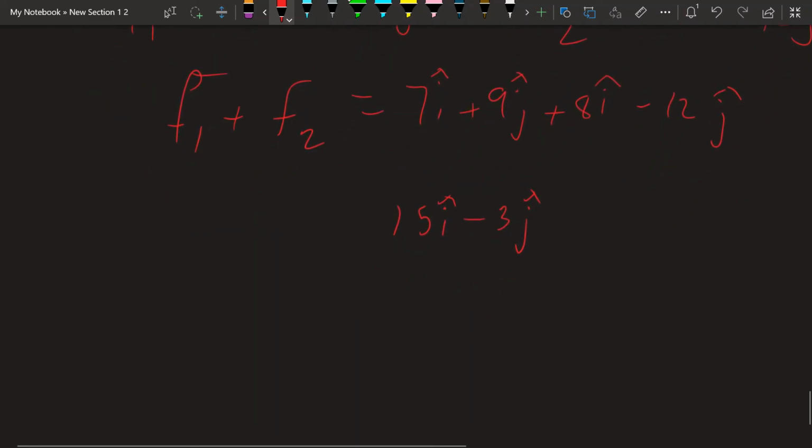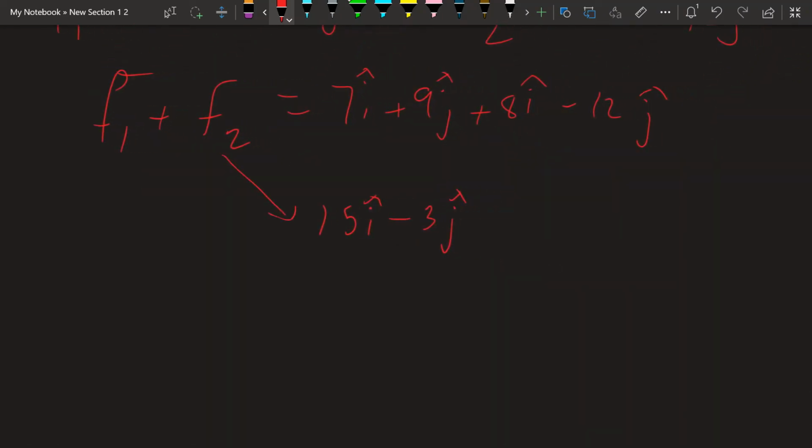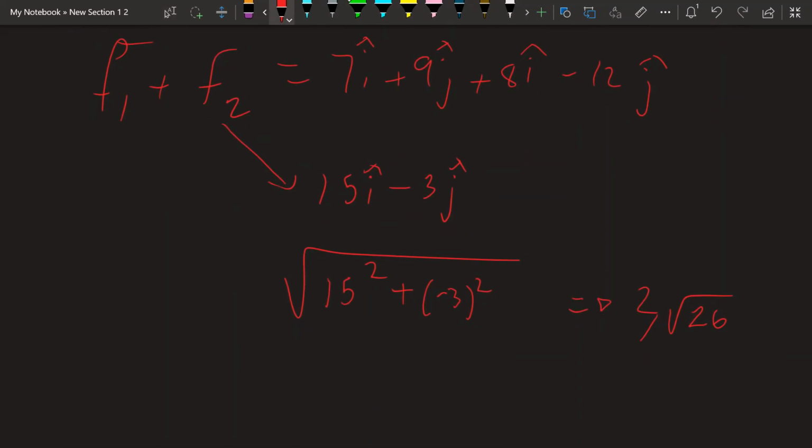How do we find the direction? First of all, this is F1 plus F2. The magnitude of the resultant is the square root of 15 squared plus minus 3 squared, right? Let's do that. On a calculator, we shall get 3 radical 26. That's your magnitude. And now, let's continue. How do you find the direction of the resultant? The direction of the resultant is going to be arctangent of minus 3 over 15.